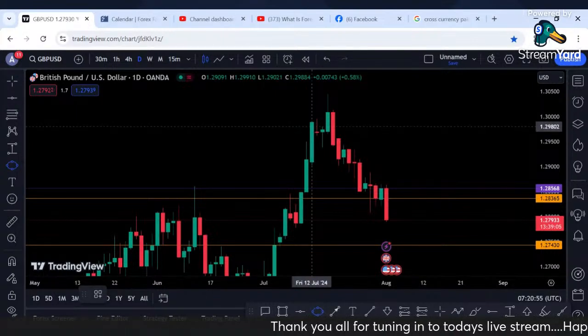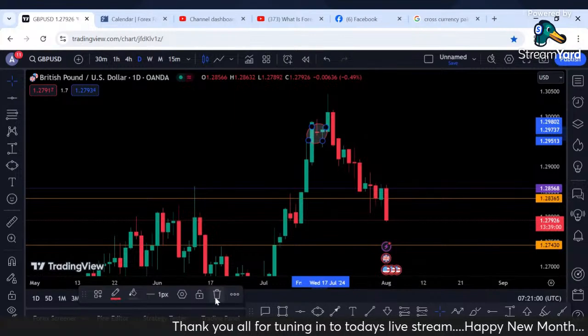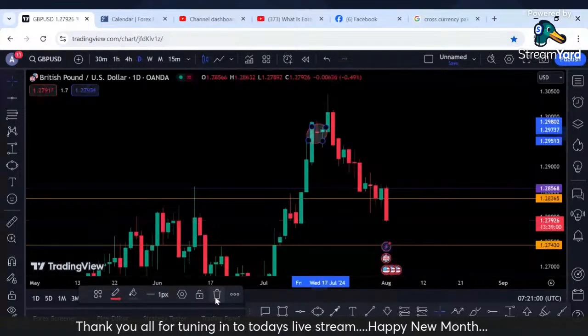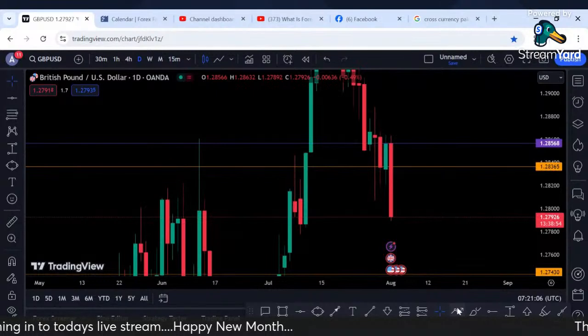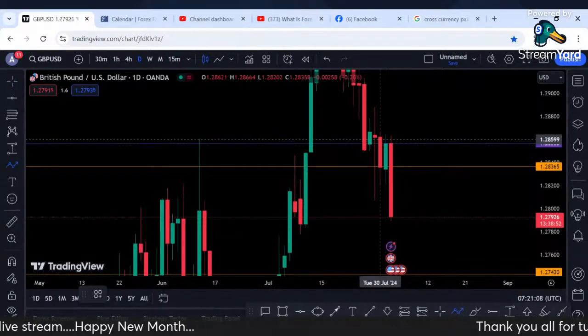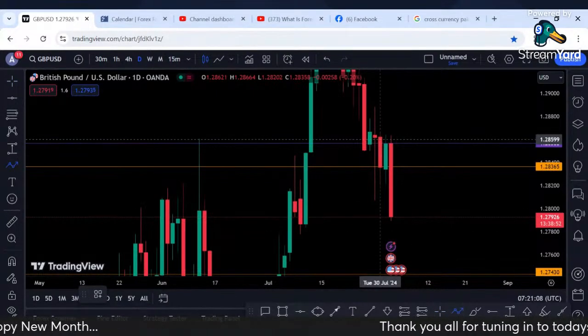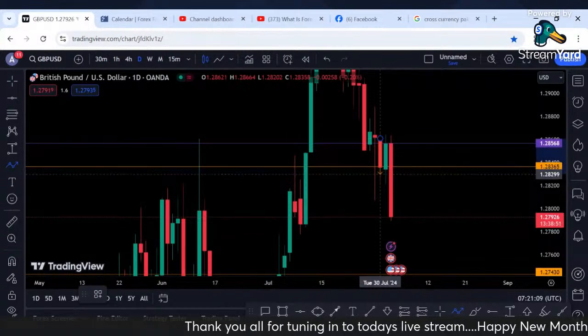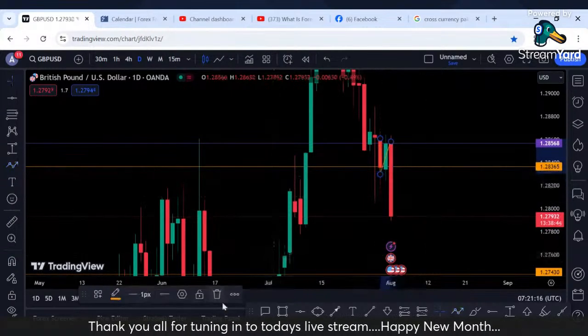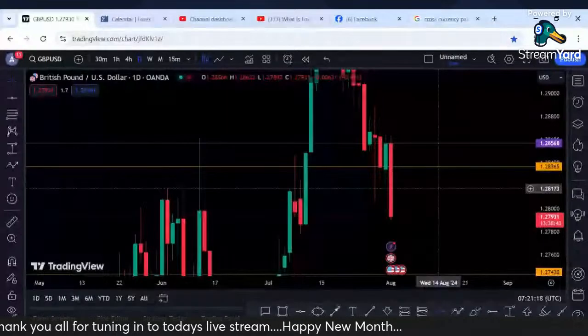This point shifted structure. You get it? This point shifted structure and turned everything down. So this is the daily candle, this is today's candle. We can see the market broke out. The trend is about to continue.